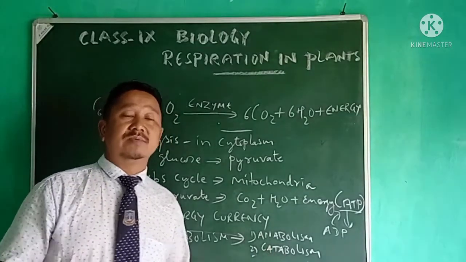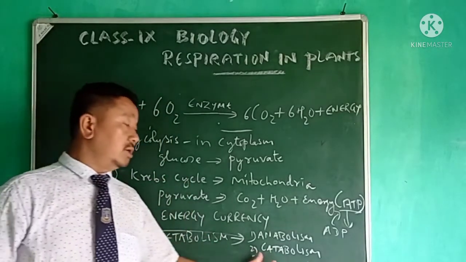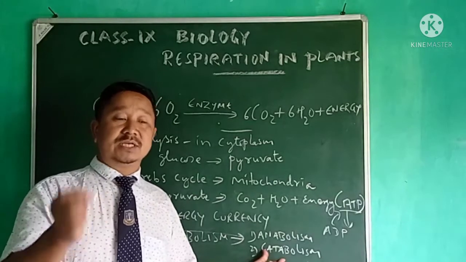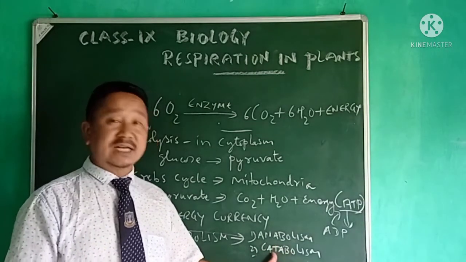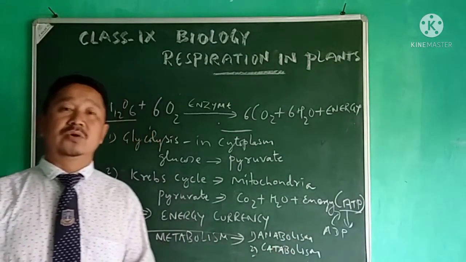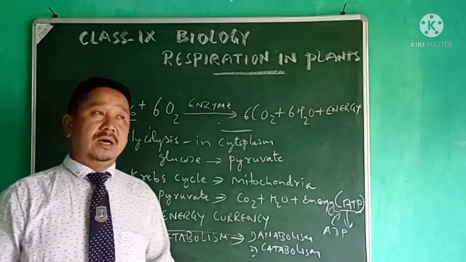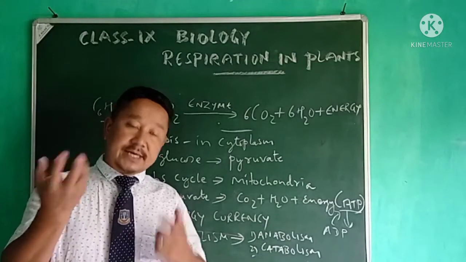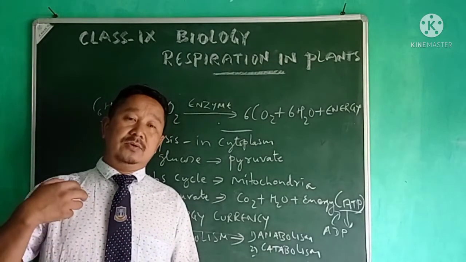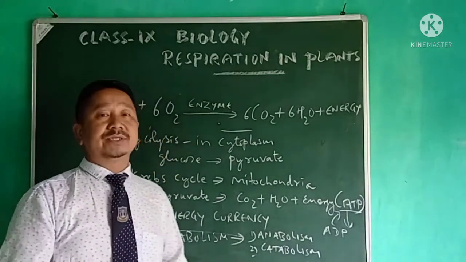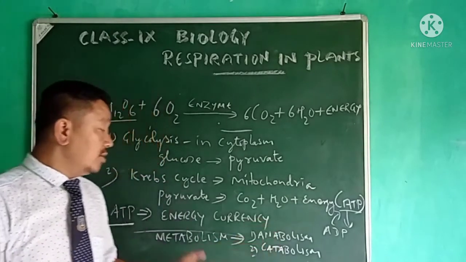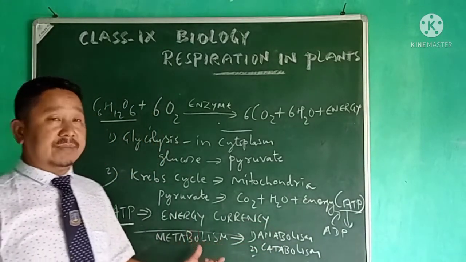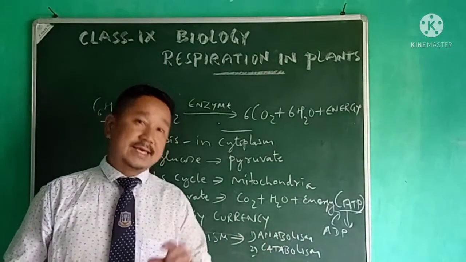That's why sometimes we even use the word catabolic process. Respiration is also defined as a catabolic process by which oxygen taken into the cell will oxidize the food to produce energy. So this is how we find the two types of metabolism, that is anabolism and catabolism.